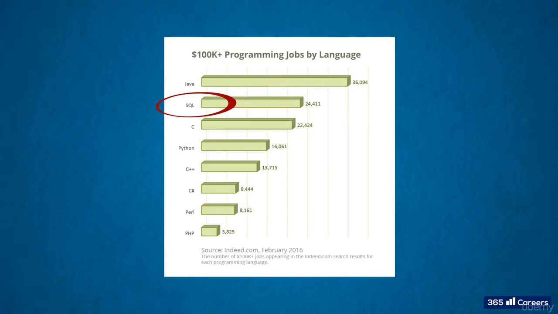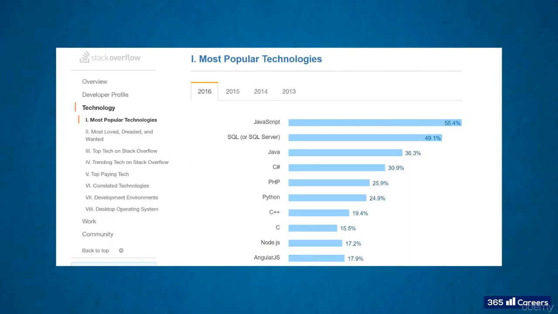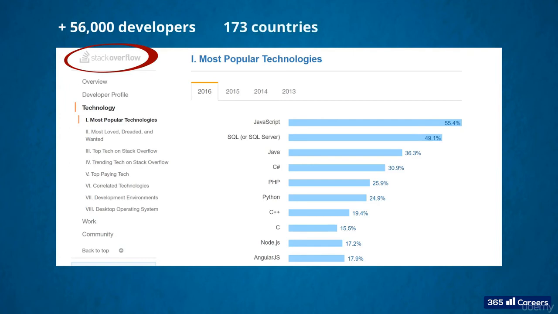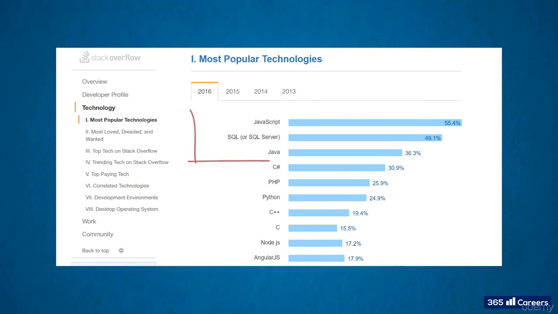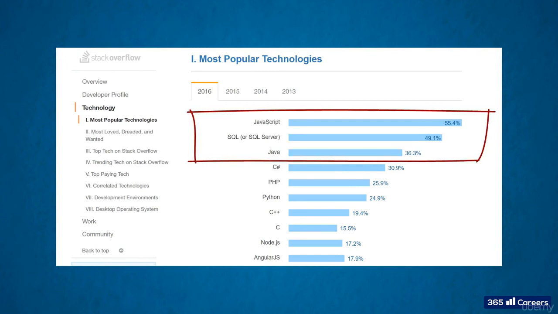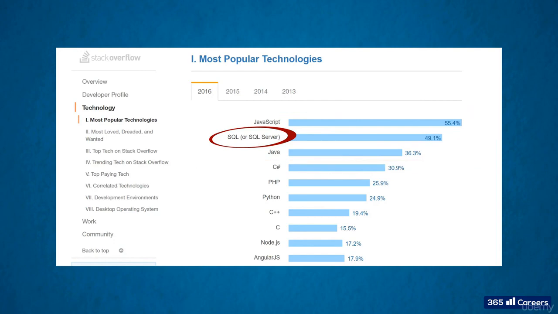It is true. Sometimes these kinds of studies are indeed biased. So, let's change the question and refer to a study conducted by Stack Overflow, where they asked over 56,000 developers in 173 countries, which are the most used technologies. The top three are 1. JavaScript, 55.4%, 2. SQL, 49.1%, 3. Java, 36.3%. Therefore, SQL is a highly demanded skill in the job market, no matter how you look at it.